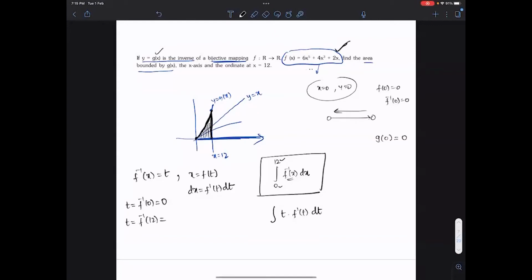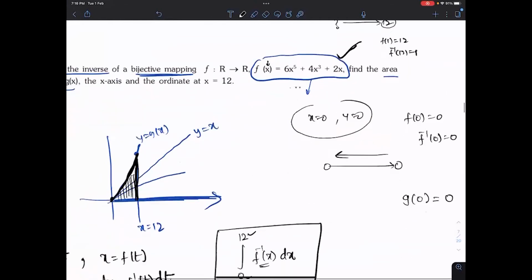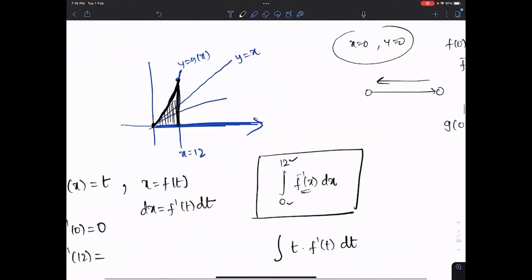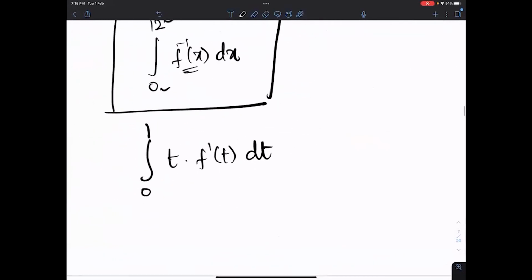F inverse of 12 means for what value of x, f of x will map to 12, correct? So which element is mapping to 12? That is f inverse of 12. If you put x equals 1, it will be 12 only, 6 plus 4 plus 2. So f of 1 is 12, which means f inverse of 12 is 1. So the upper limit will be 1. Change in variable, so 0 to 1. That's all.